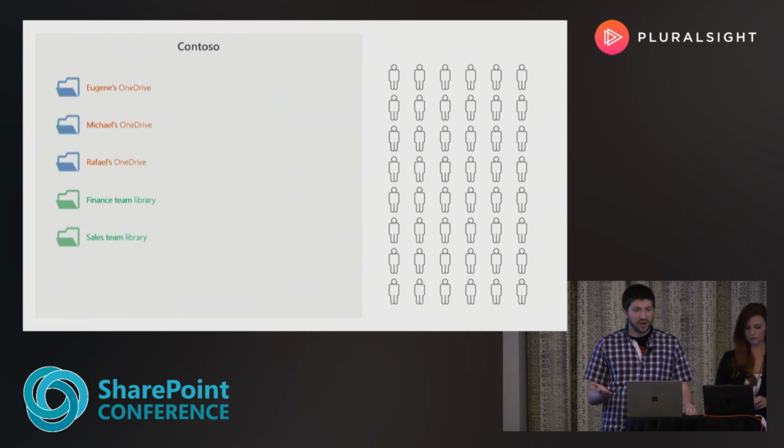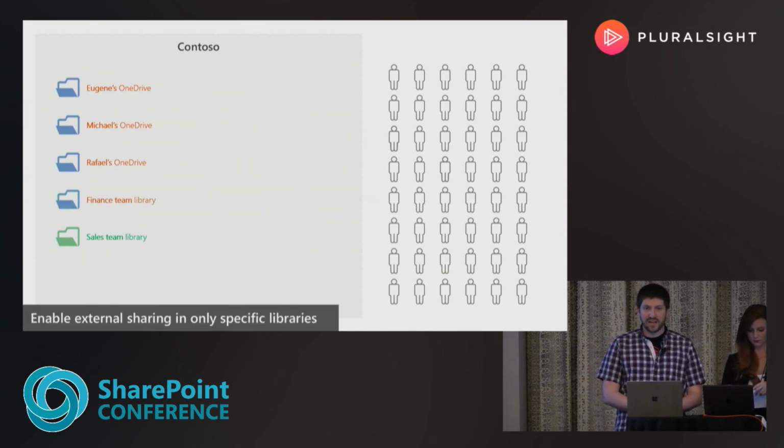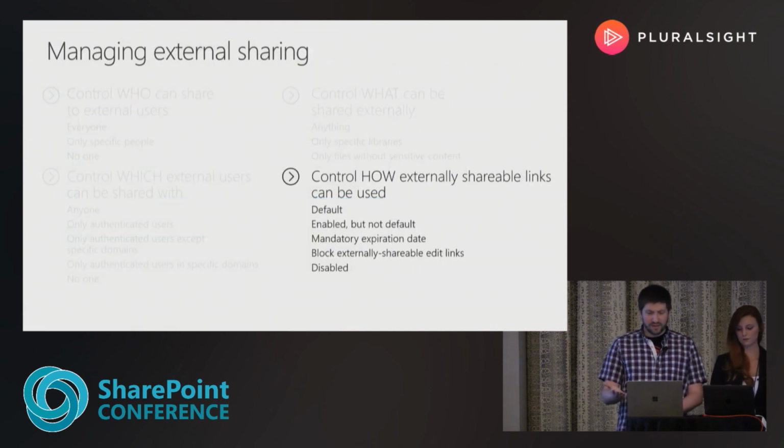You can also block sharing from OneDrives, and of course, if we go one more, you can block sharing from specific libraries as well. So you can only allow sharing, say, from that sales team library instead of from that finance team library. Now, rounding out our 4 different buckets, you can also control how externally shareable links can be used.